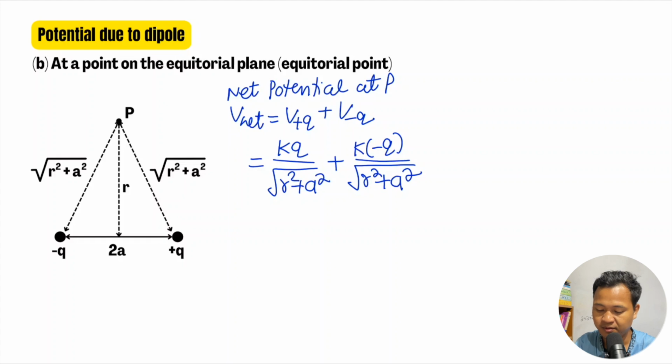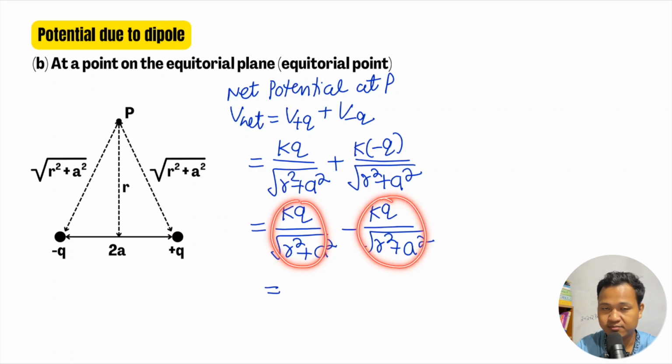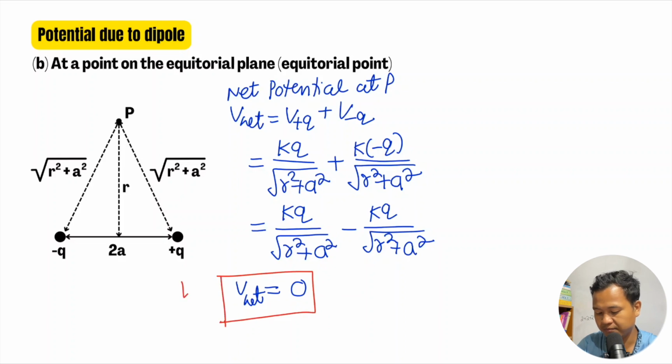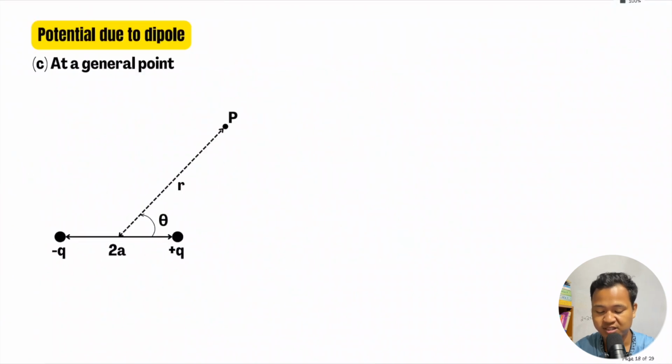Then what will you have here? You have kq divided by root over r square plus a square minus kq divided by root over r square plus a square. The values are equal, so that means you will get 0. So the net potential at the equatorial point will be 0. So at the axial point it is kp by r square, and at the equatorial point it is 0. Now the general point.